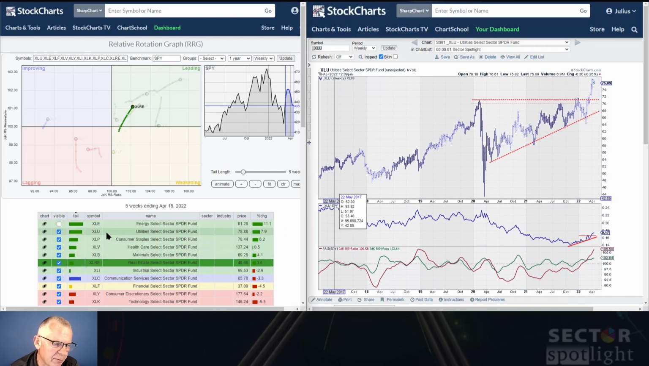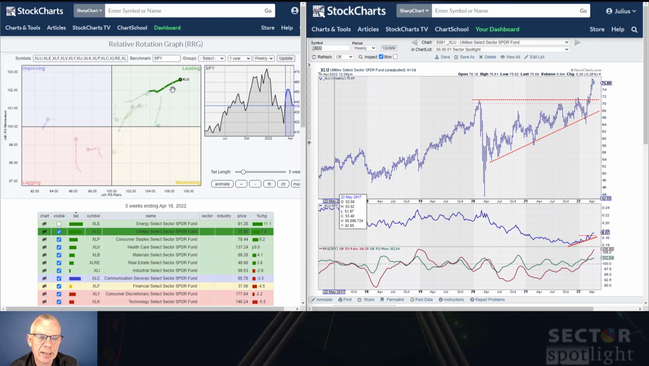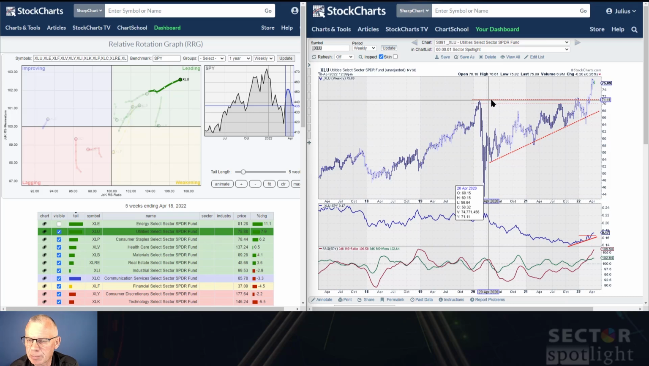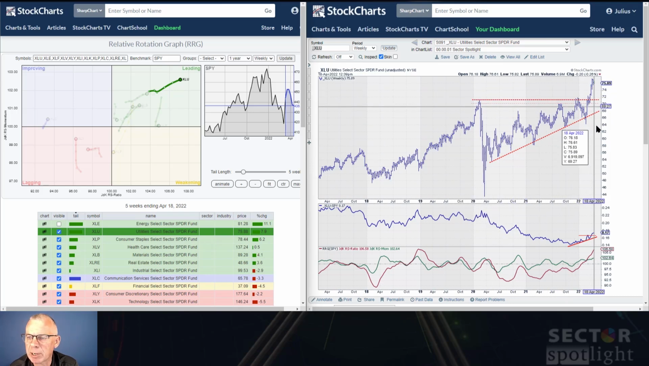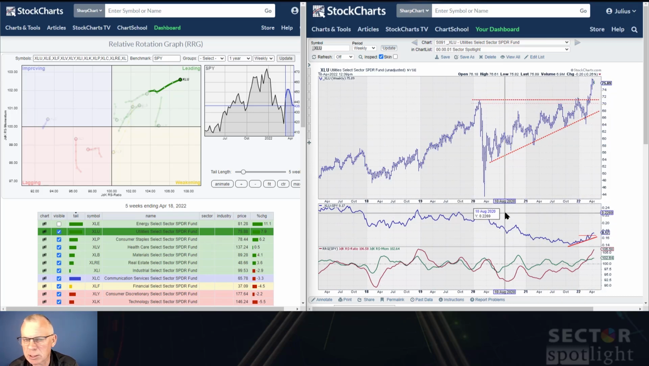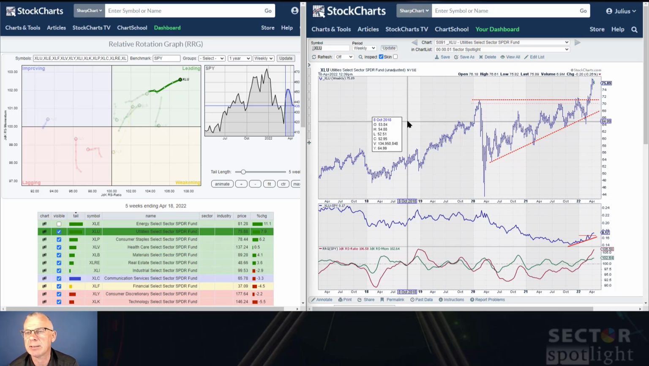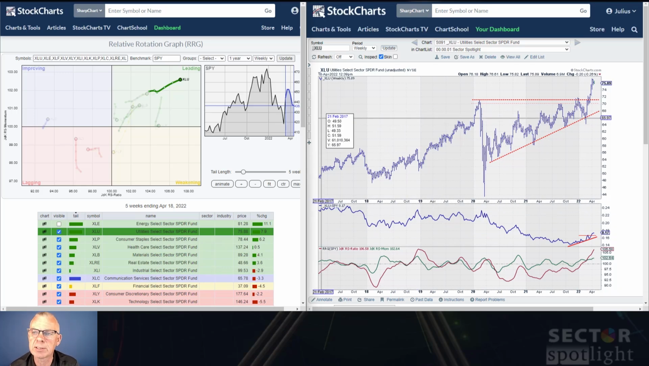Here is utilities. We saw the defensive sectors galore. There is no doubt about it that utilities is one of the strongest, if not the strongest sector on the RRG. You see the price charts holding up very well after that breakout. In terms of relative strength as well, so there is no doubt about it that it is one of the leading sectors at the moment.